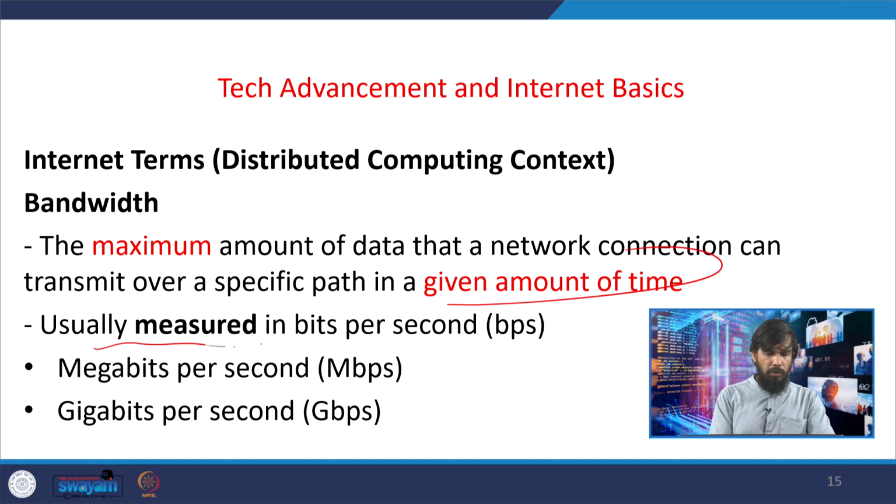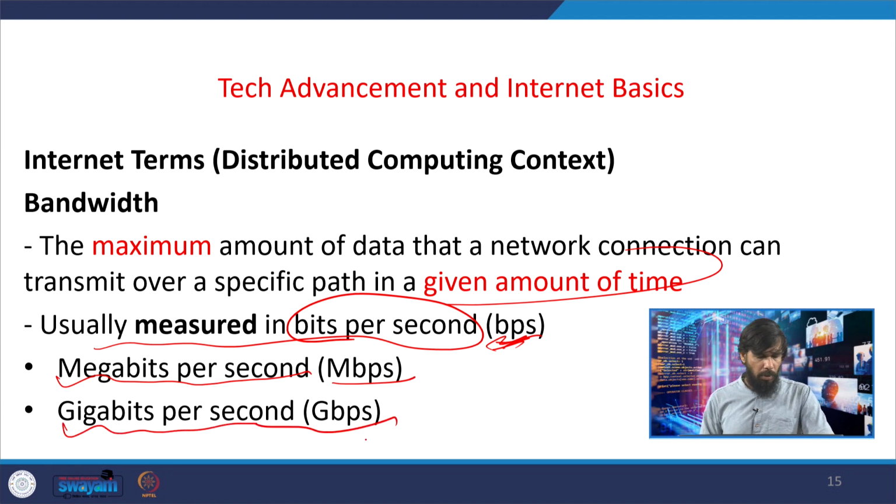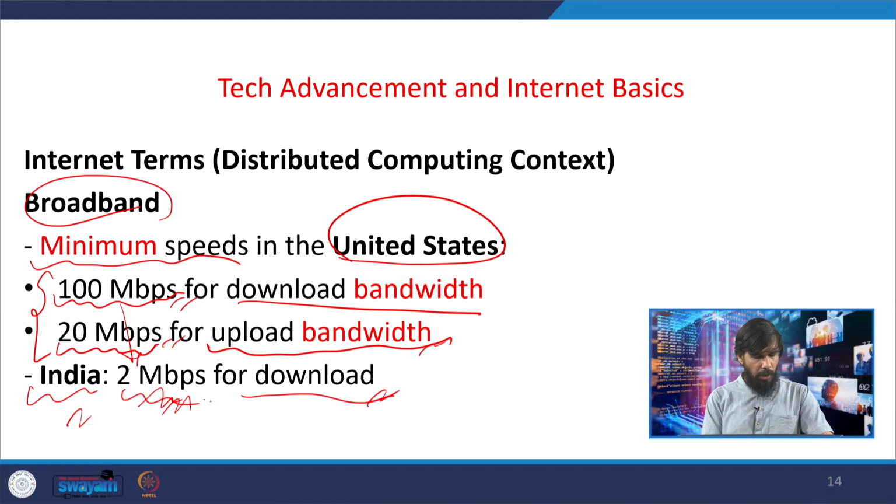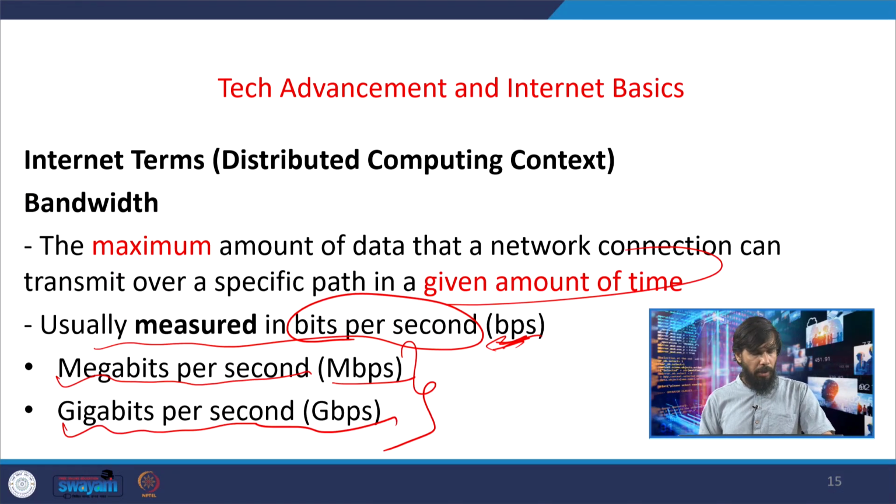So, how is this measured? It is usually measured in bits per second, so small b, bps. You can see megabits per second, Mbps, and gigabits per second, Gbps. So, this is how it is measured, right. And you can see here that to define broadband we were using Mbps, megabits per second, right. Here you can see that the download limit is actually 50 times more in the case of the US compared to India. Now, this was about bandwidth and how it is measured.